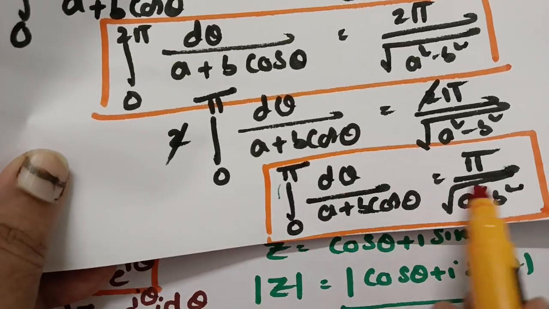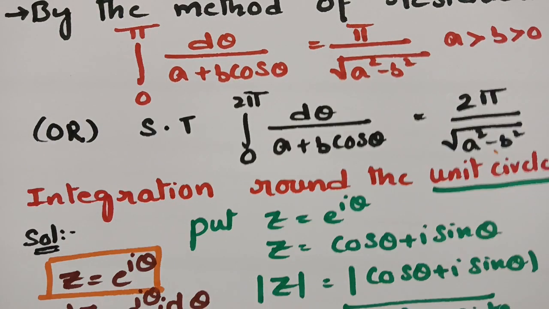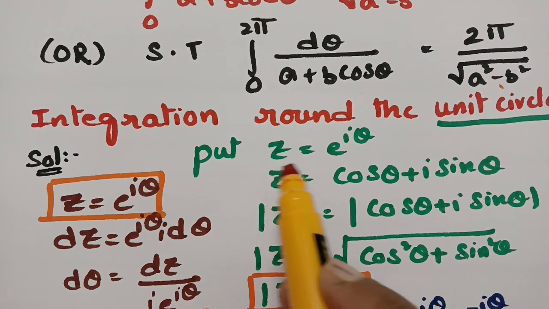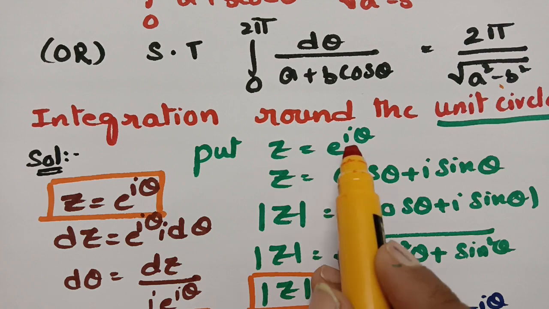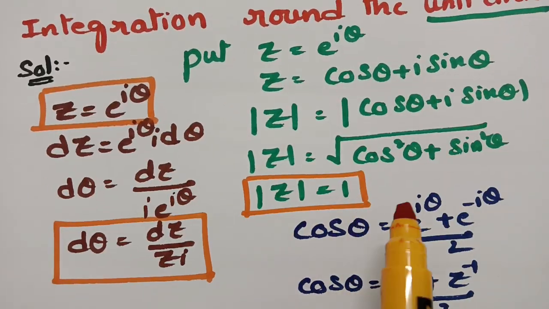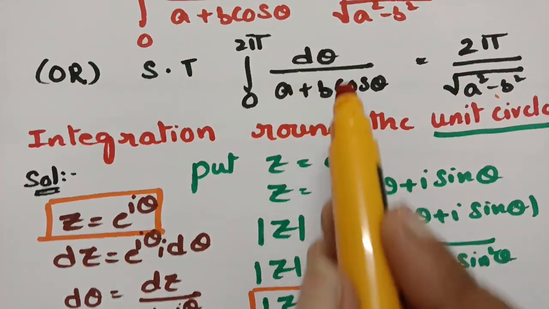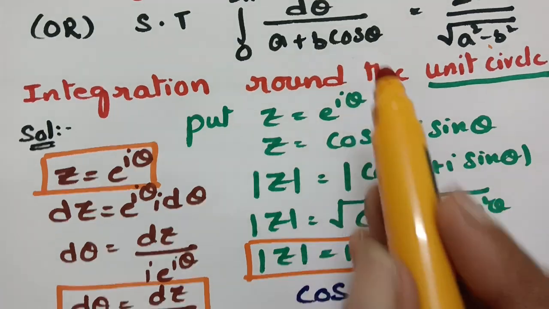So for 0 to pi, this is pi by root over a square minus b square. Both are solved, and therefore, as it is around the unit circle, we have to put z is equal to e power i theta. z is equal to cos theta plus i sin theta, and modulus of z is equal to 1. So we have to take the derivative, and d theta is also ready for substituting here. And cos theta also, we have to make a calculation.